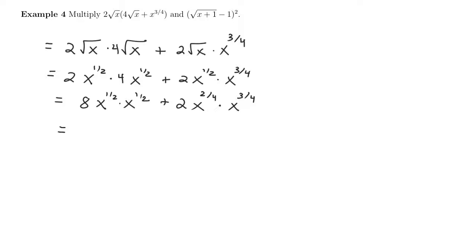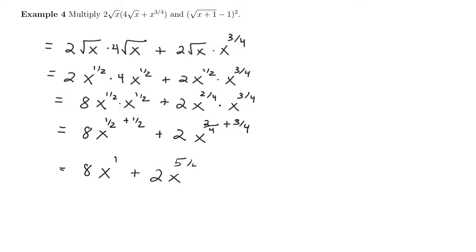So to combine all this, I will add the exponents, 1/2 plus 1/2. And then the second one, I am going to have 2 x to the 2/4 plus 3/4. And when I add all this together, that's 8x to the first plus 2x to the 5/4. And you can leave your answer just as this.